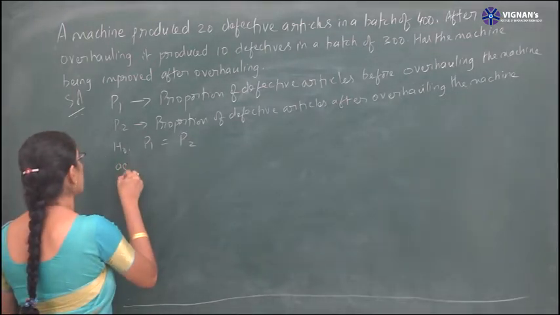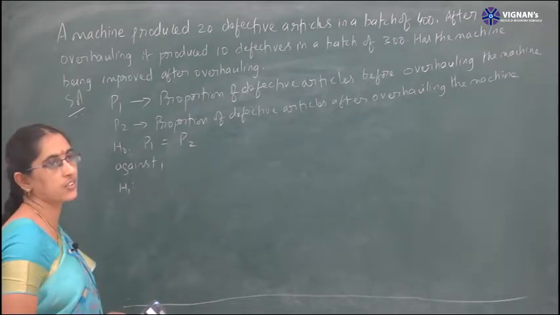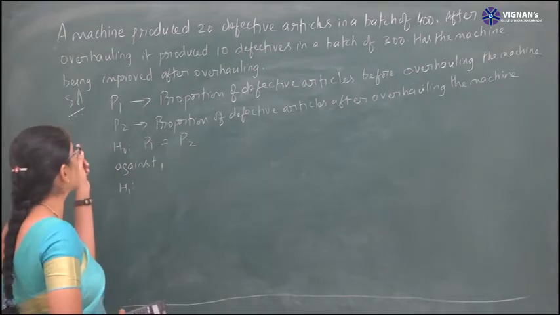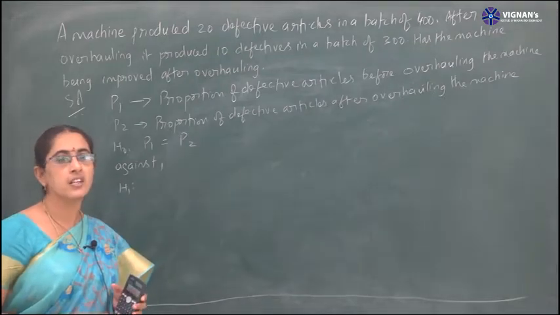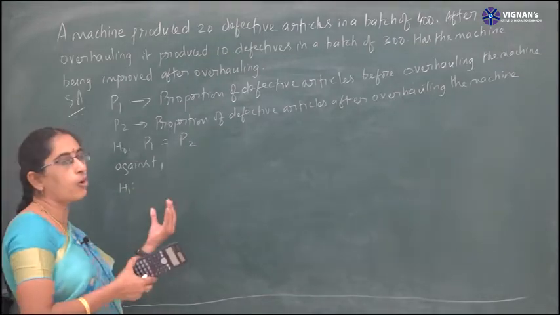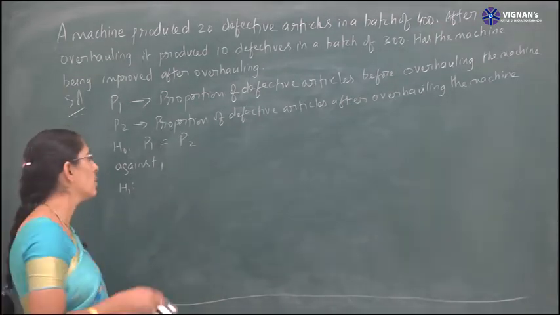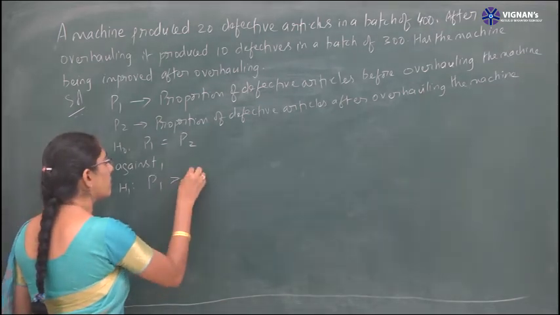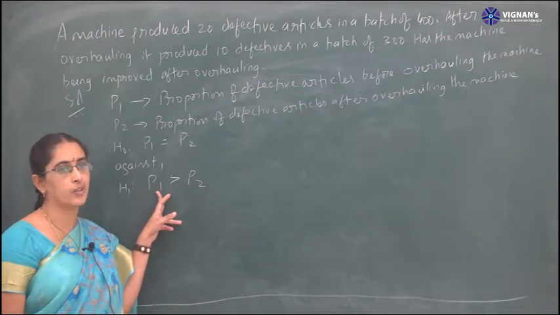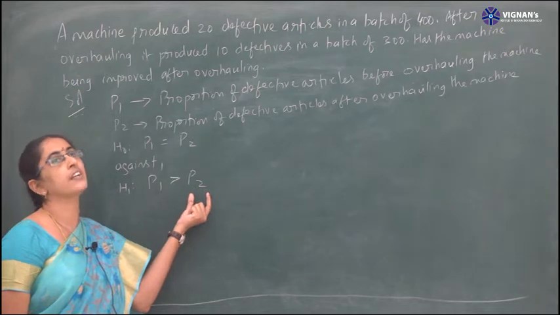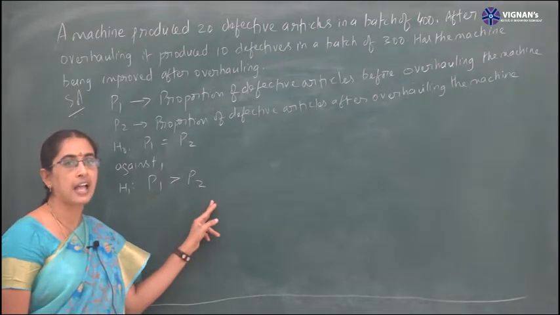Then again as to H1, we have to once again read the question. The question is, has the machine been improved after overhauling? So improved we can consider as a comparative word here. Before overhauling and after overhauling, definitely there will be some improvement in the maintenance of the machine. So H1 will be P1 greater than P2, because P1 represents the proportion of defective articles before overhauling. When the machine is overhauled, definitely the proportion of defective articles will decrease. That's why it is P1 greater than P2.